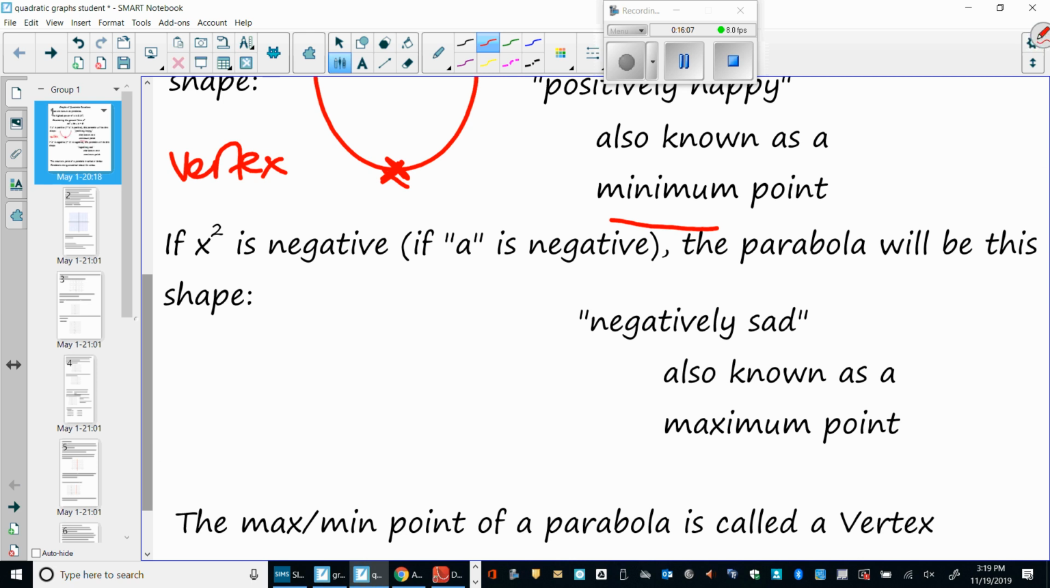If x squared is negative, what do you think it looks like? A sad face. Okay, it's negatively sad. But it's negative and negative. If you multiply them together, negative times negative makes a positive, so basically you're happy, positively sad. It should say negatively sad.